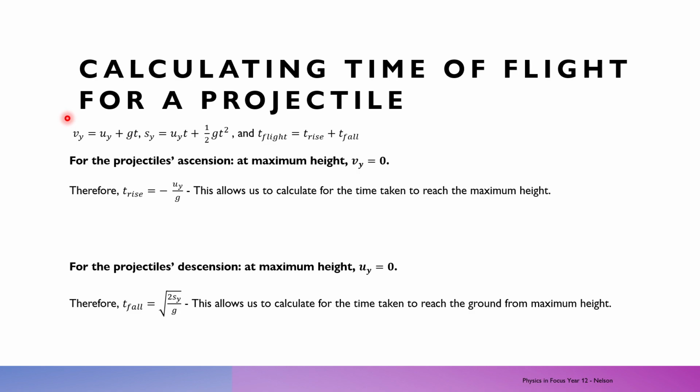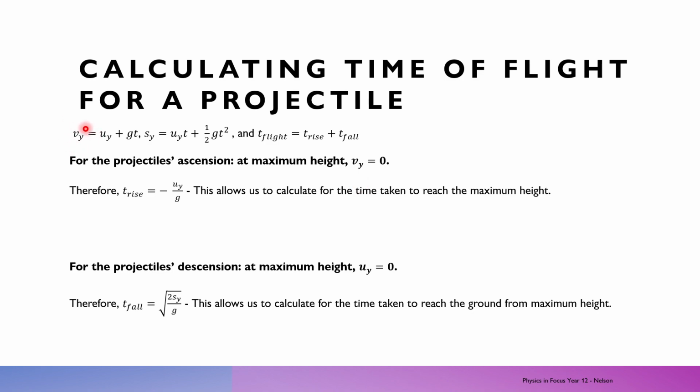When we're applying this formula, we're going to assume that when the projectile is ascending, when it reaches its maximum height, the velocity in the y-axis is going to be equal to 0. In other words, at that point of maximum height, the object is not moving in an upwards or a downwards direction. There is no velocity in the y-axis.